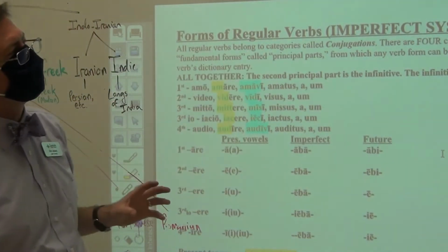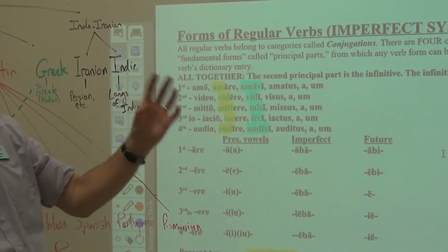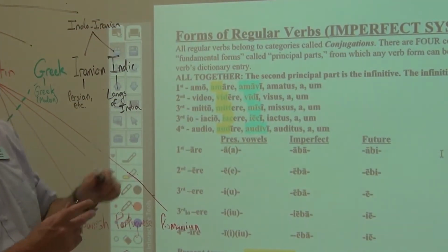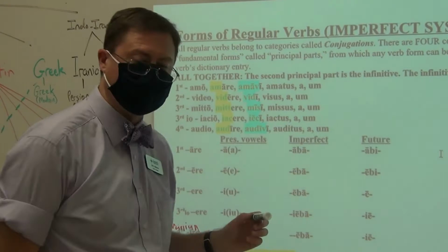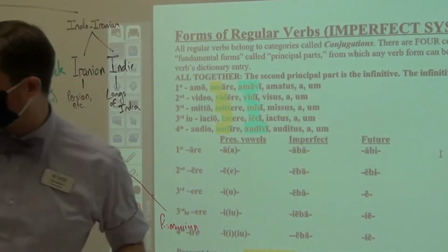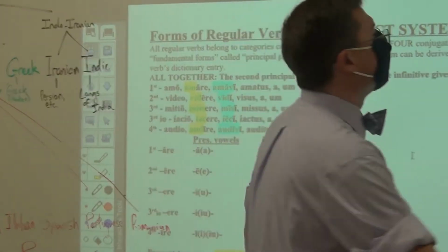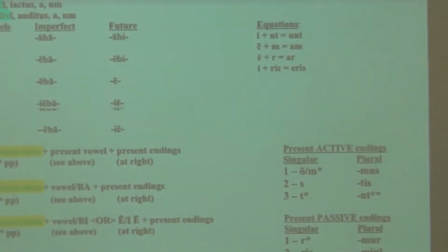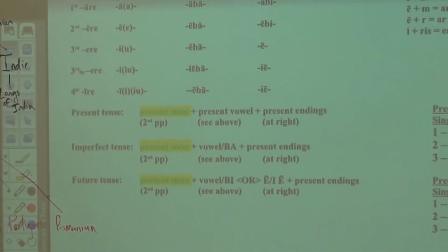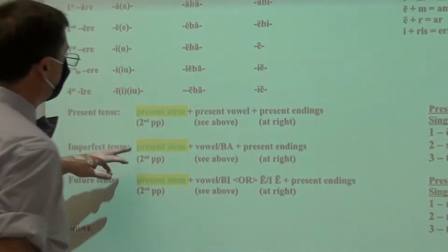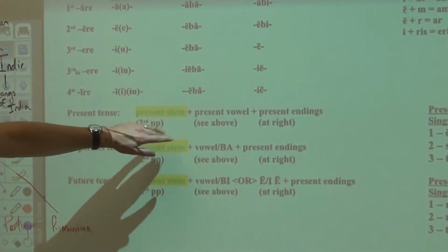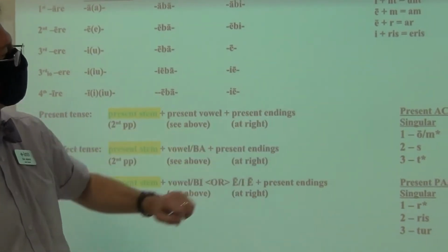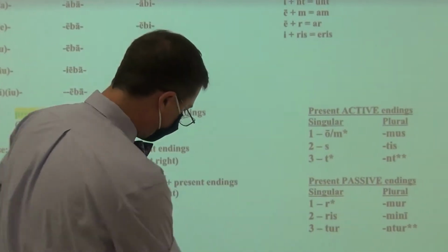So, those 3 tenses, indicating action not completed, are also the tenses that will use that present stem. So let's talk about and deal with them first. So here, I set out for you how you will form all of them. And so for the present tense, you're going to take the present stem, add the present vowel, and then your present endings. Now your present endings are seen over here.